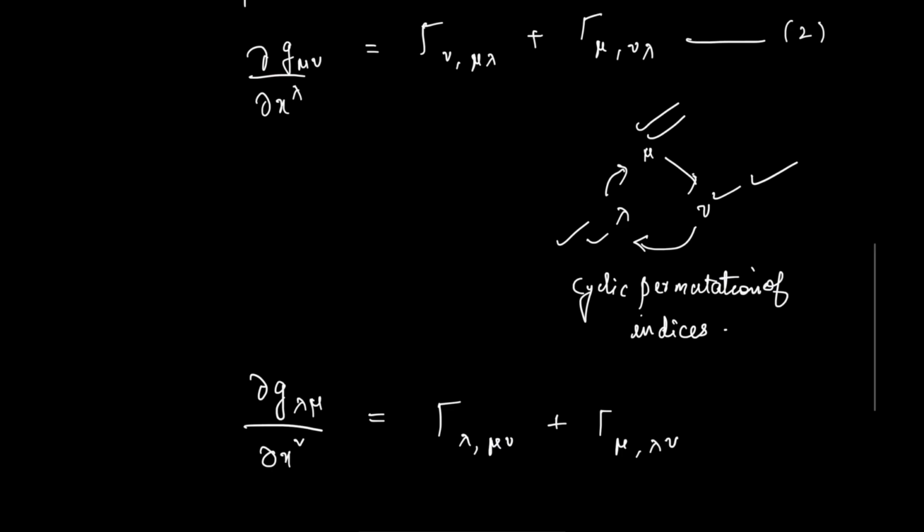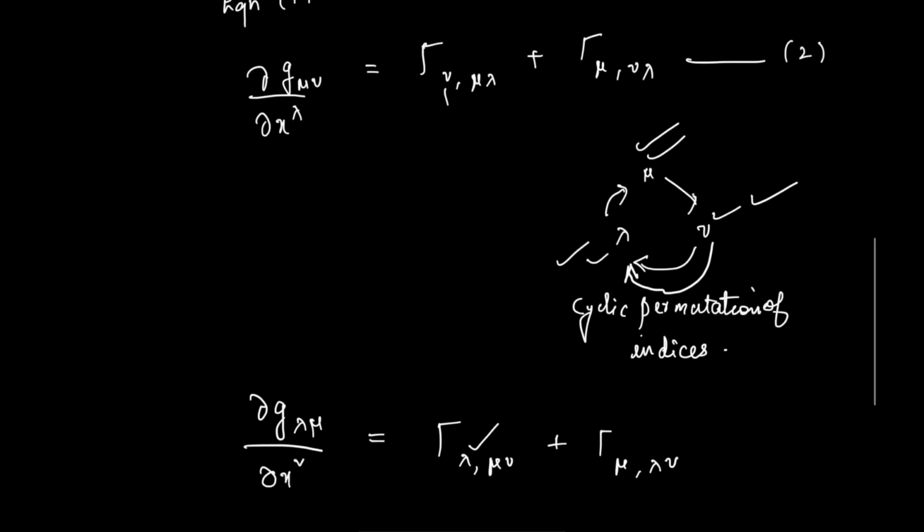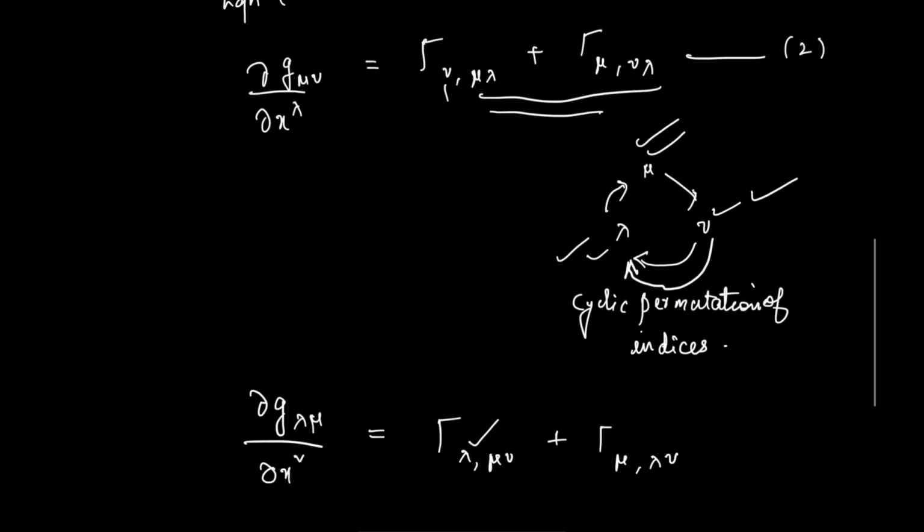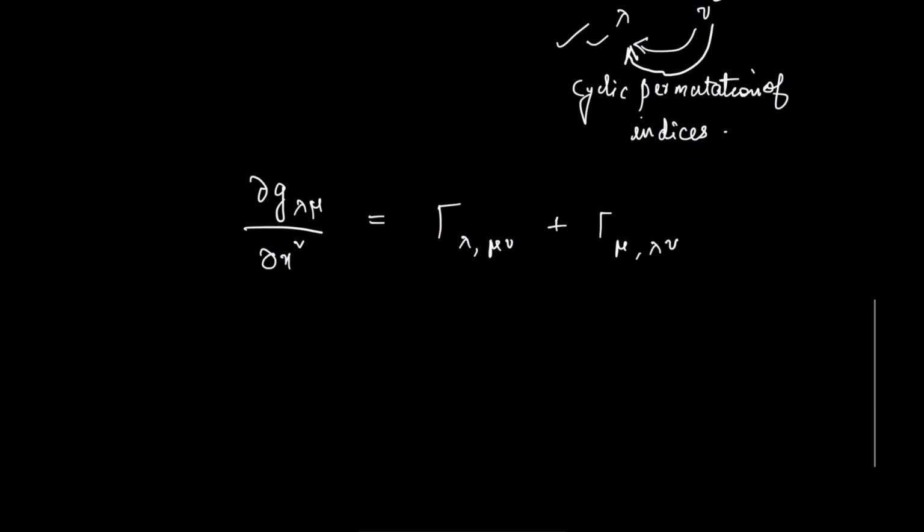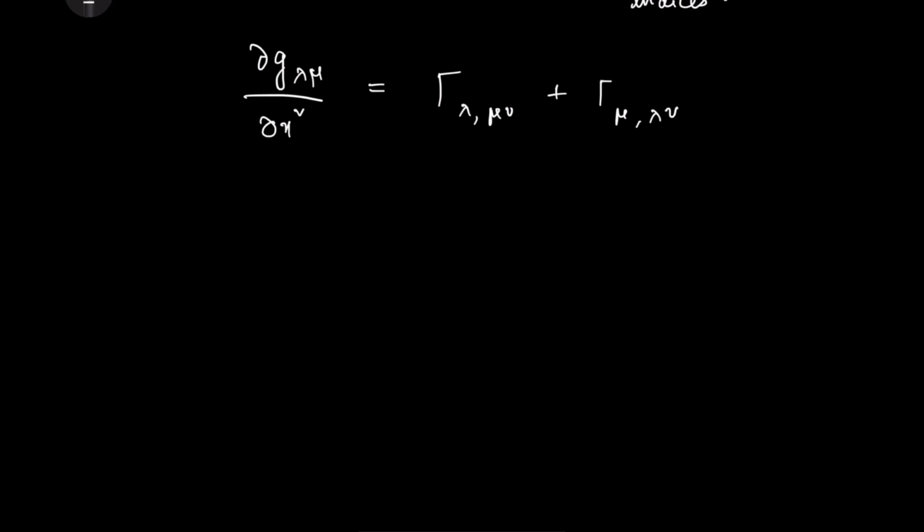Okay, so here you can see the Christoffel symbol in equation 2. Here instead of nu, I have written lambda. See, nu goes to lambda, right? So likewise, all the indices here I have done the cyclic permutation. Okay, so let this be equation 3.